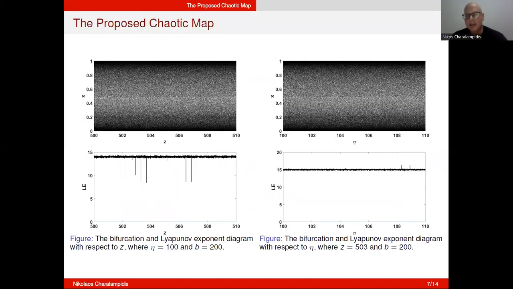To investigate the system's dynamical behavior, we plotted the bifurcation and their corresponding Lyapunov exponent diagrams. As you can see, it becomes immediate that constant chaos arise, as well as in the Lyapunov exponent diagrams, you can see that we have large Lyapunov exponent values. Basically, we have a first indication that this map is good for image encryption.